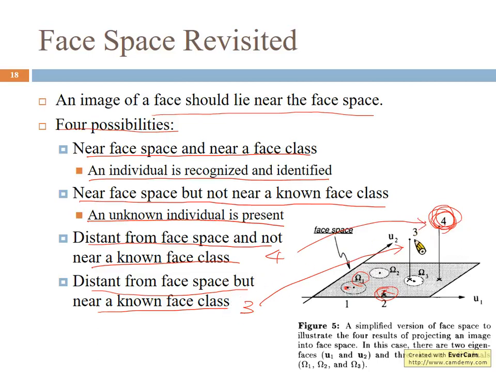Case number three is actually not a face image, but for some reason it looks a little bit like a face. For example, it has visual appearance very similar to eyes, and maybe very similar to a nose and so on, and sometimes we may misclassify this as a face image. So according to the face space, we can discuss all the possibilities of a given image relative to the face space.